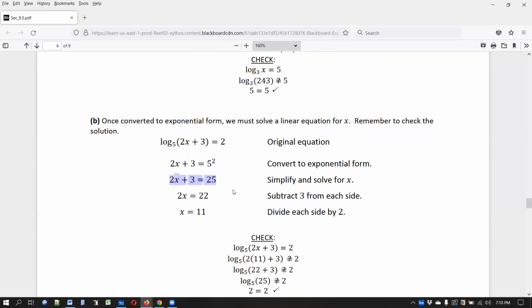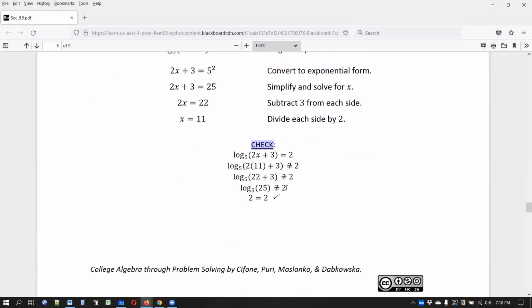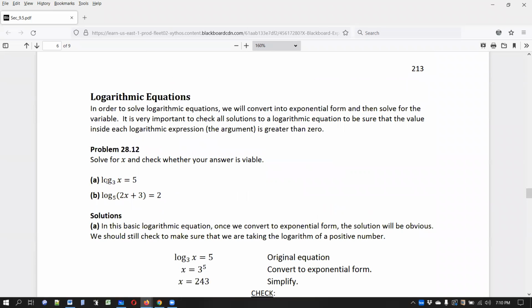At the end, though, we must check to see if our solution works. In some cases, it will work. In other cases, it won't. If it doesn't, that particular solution has to be removed from the solution set. Okay, so this is basically it. Now, it is important for these problems that we remember some of the properties of logs, because we are going to see examples where the logs on the left side of the equation will not be isolated or condensed, and we need to apply the properties to do so.